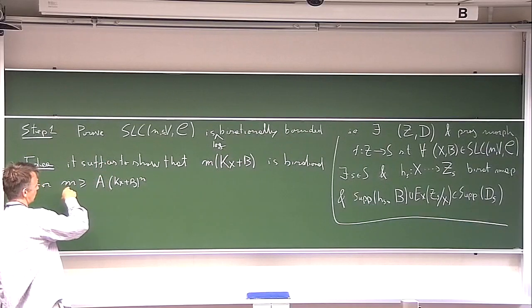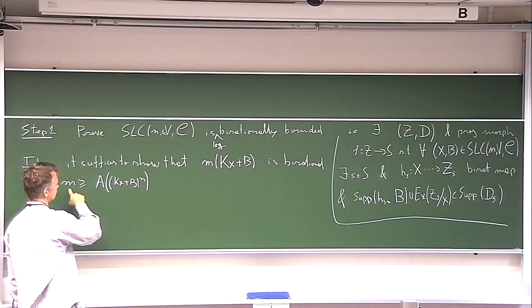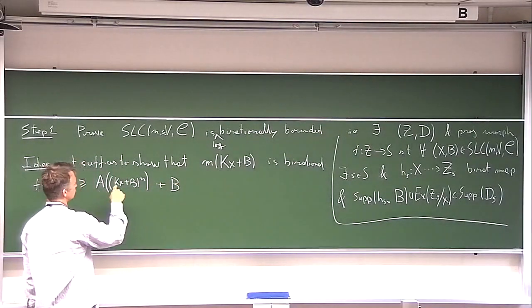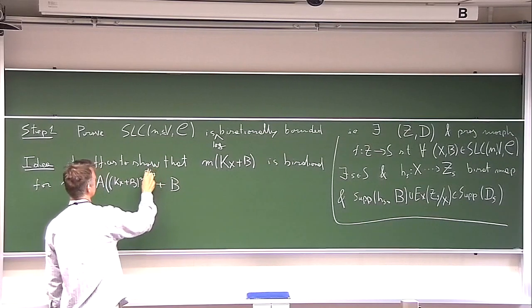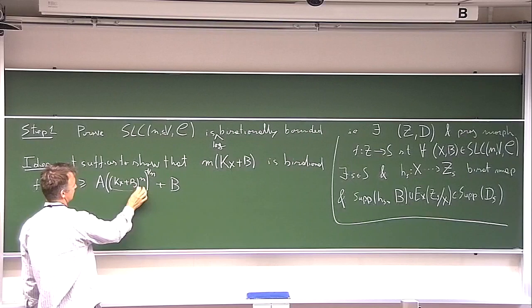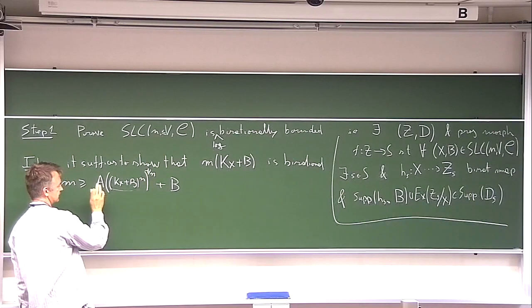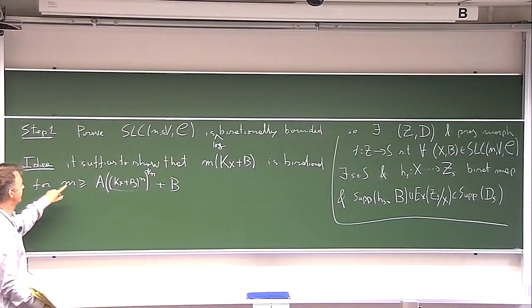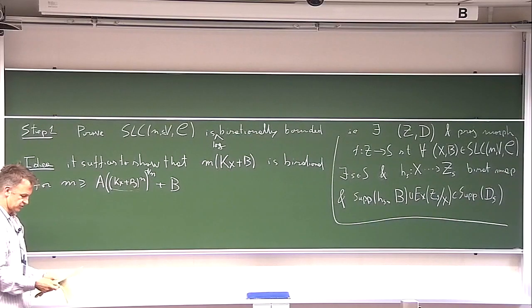And so I'm going to show that there exist constants A and B, such that if I pick an integer m which is greater or equal to A plus this quantity that we saw last time, this is the volume, and this is 1 over the nth root of the volume, some fixed positive constant a plus b. As soon as I have m greater or equal to this quantity, I would like to show that the map is birational.